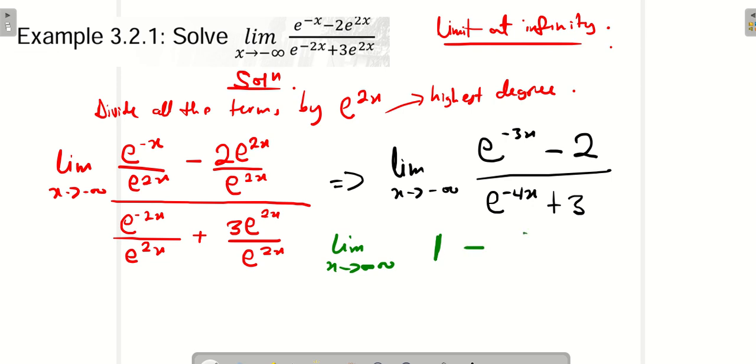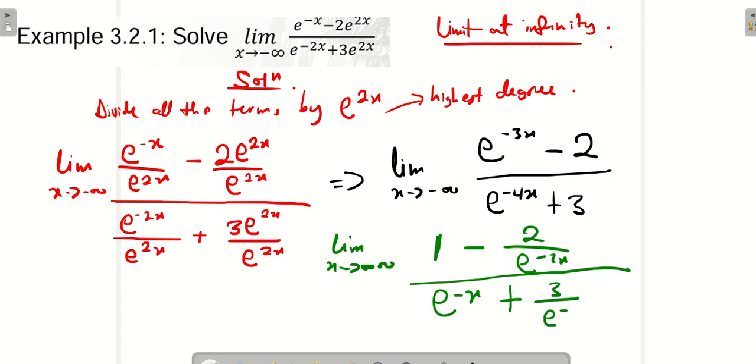Then minus 2 divided by e to the power negative 3x. Then all divided by, I'm still dividing by e to the power negative 3x. So when I divide, by the laws of indices, I will subtract. So it will be negative 4x minus negative 3x, and that will be negative x. So I'll get e to the power negative x, then plus 3 divided by e to the power negative 3x. So finally I'll get this.